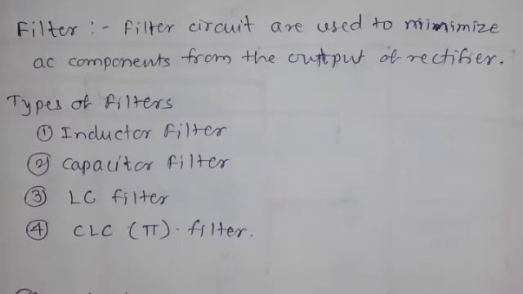The rectifier provides the pulsating output, and we have to minimize the AC content present in that output. There are filter circuits used for this purpose, that is, minimization of the AC component. They are constructed using an inductor filter, capacitor filter, LC filter, and CLC filter, also represented as a pi filter. Why are only inductors and capacitors used? Because of the basic property of these two components.